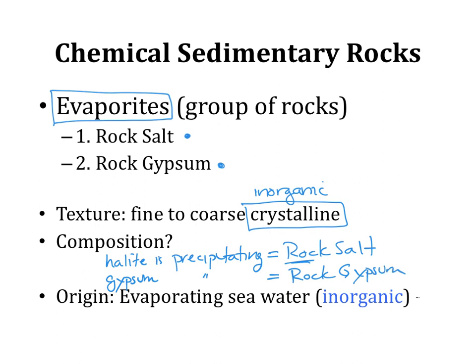Rock salt and rock gypsum will not be exactly pure, right? They're not going to be a single crystal or even multiple crystals of just that pure mineral because they're growing in a wet environment at the surface of the earth. There are going to be some impurities in there. So we distinguish between the mineral and the rock by using that term rock in front of the name. Both of the two that we're talking about come when seawater evaporates, which is why they are inorganic.